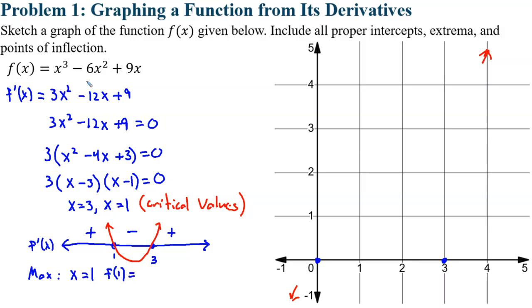Going back to the original function here, that'll be 1 to the third minus 6 times 1 squared plus 9 times 1. So in other words, 1 minus 6, which would be a negative 5, plus 9 to be a positive 4, equals 4. So I know I'm going to have a max at (1, 4). We can go ahead and plot that.